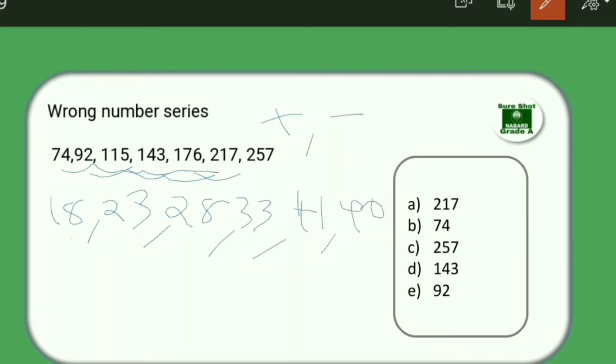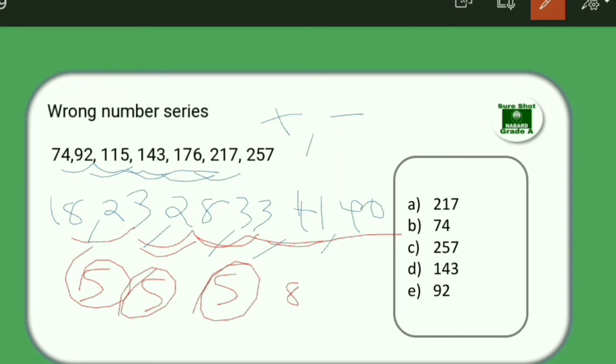Now we take the difference between these terms: 5, 5, 5. Here it is 8. So a series of 5 needs to be followed. Here it is 8, so 41 is wrong, which is associated with 217. So 217 is the wrong number.